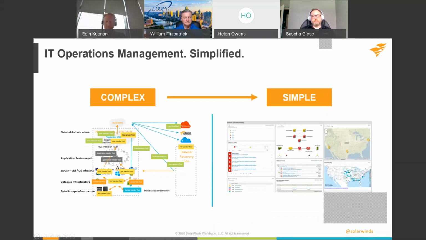Okay. So we see here, our objective is really to simplify the environment, put all of the tools into one single pane of glass, and have a much more cohesive, interoperable, and interconnected environment.